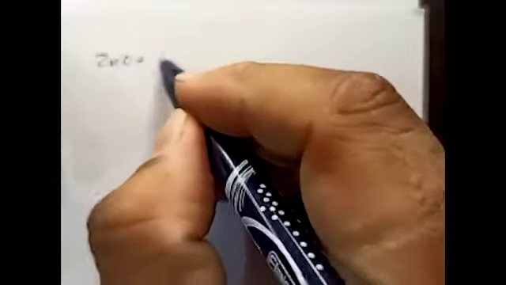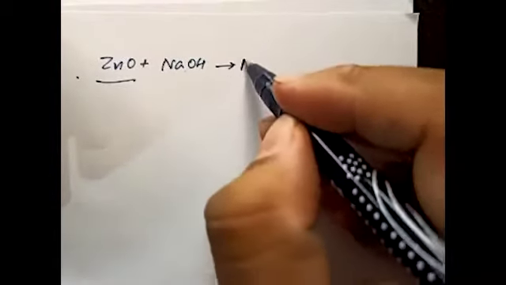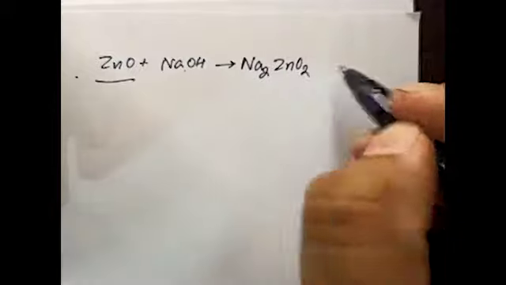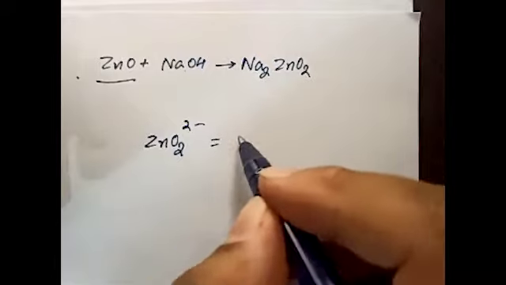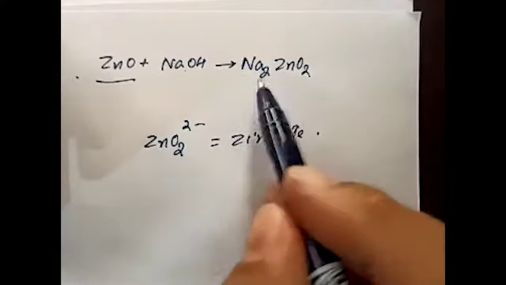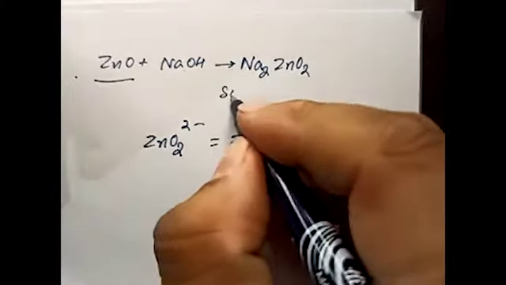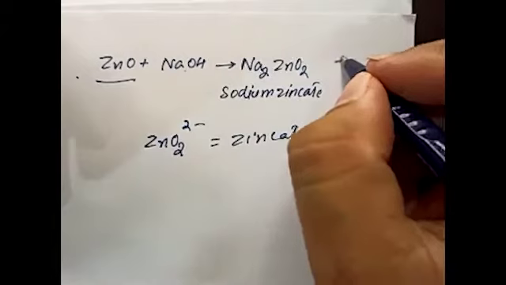Some examples of zinc oxide reacting as an acid: when zinc oxide reacts with a base, it creates, see, now zinc oxide is behaving like an acid and it is reacting with the base NaOH. So it is creating Na2ZnO2. By the way, ZnO2 2- is known as zincate. So the name of this compound is sodium zincate, correct? Sodium zincate plus water.